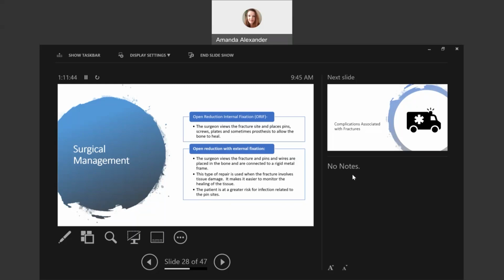Open reduction involves surgical interventions. A fracture may be treated with what we call internal fixation devices. So that's where the surgeon views the fracture site, places pins or screws, blades, and sometimes prosthesis to allow the bone to heal. If you look at your NCLEX book on 873, it gives you a picture of a hand that's in one of these devices.